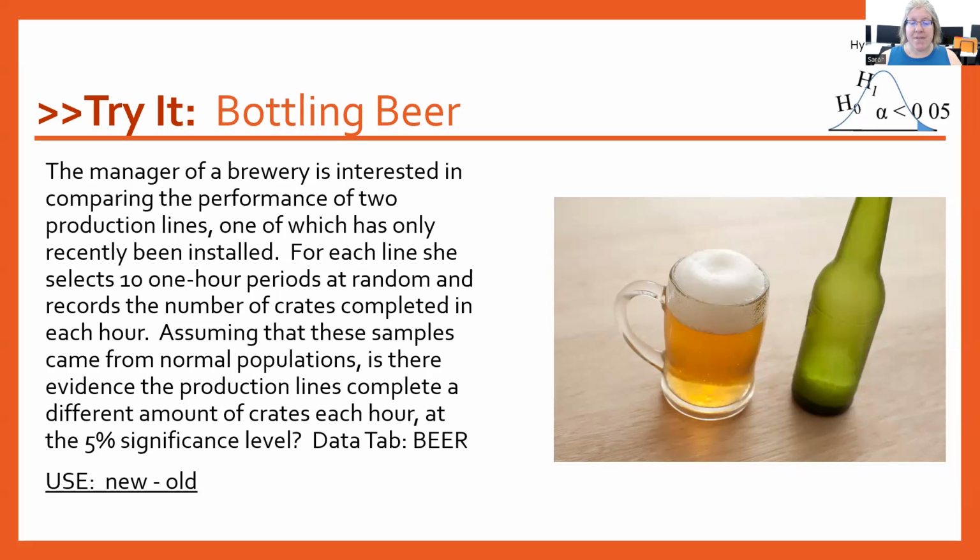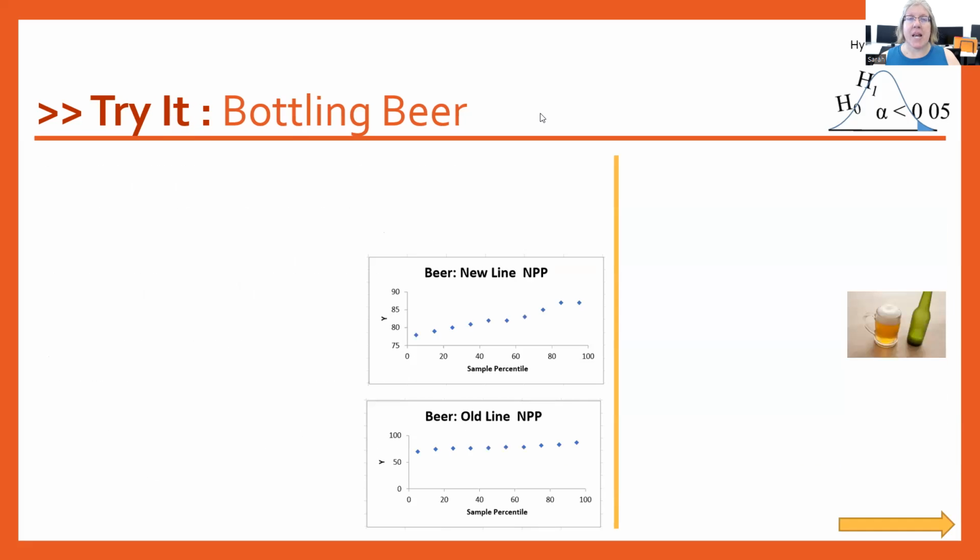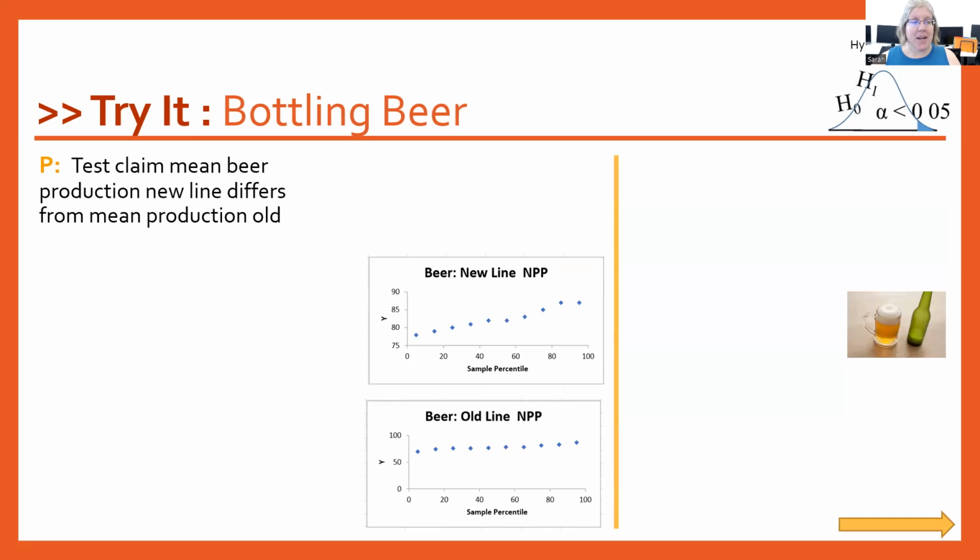So we do have the data available to us on a tab titled Beer, and the order of subtraction that we're going to use is new minus old. All right, so the first thing we need to do is a statement about our parameters. So we need to talk about the mean of one group versus the mean of the other group. So something along the lines of, we're going to test the claim that the mean beer production on the new line differs from the mean beer production on the old line.